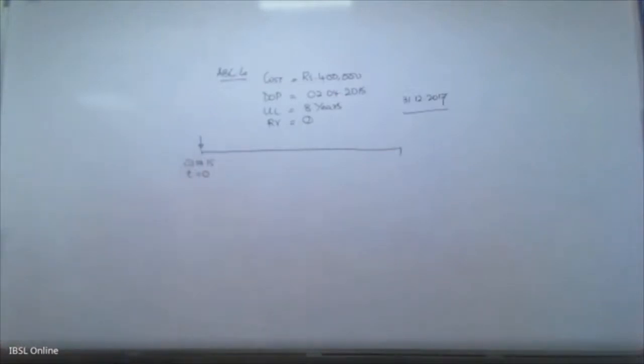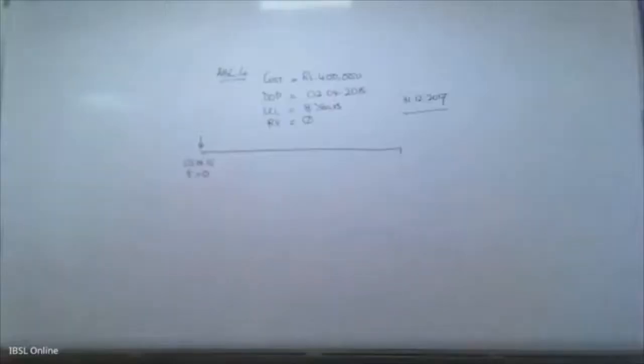Then, secondly, I need to figure out what is the financial year end of this asset or this company or of this business. When are they closing their financial year? Can somebody tell me? What is the financial year end of this company? March. 31st March. Why did you say 31st March? 31st of December. So why did you say 31st of December?